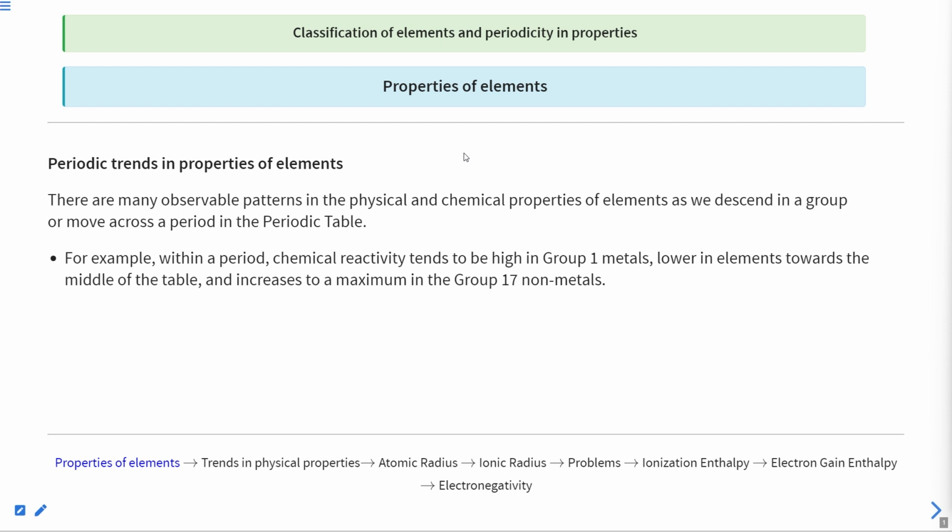For example, within a period, chemical reactivity tends to be high in group 1 elements and lower in the elements towards the right side. So as we move from left to right, the reactivity decreases, and it increases again in the group 17 nonmetals. Okay.